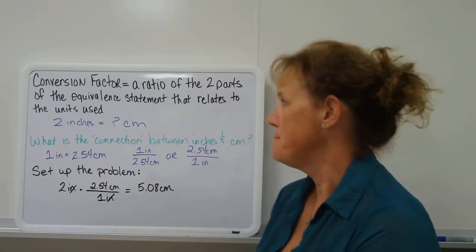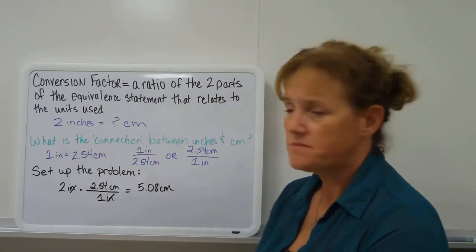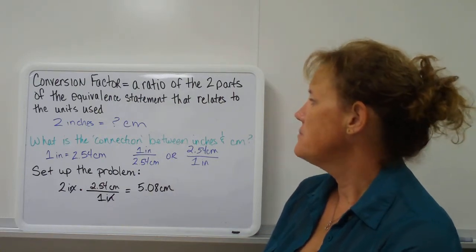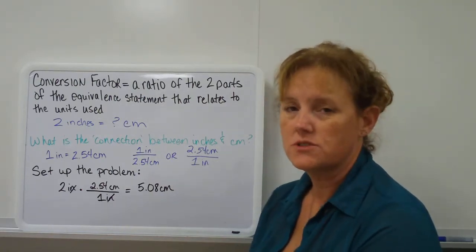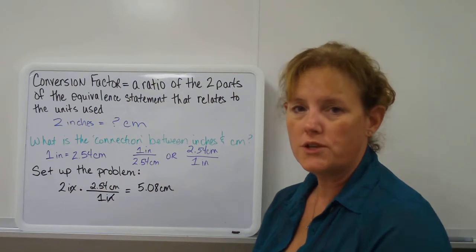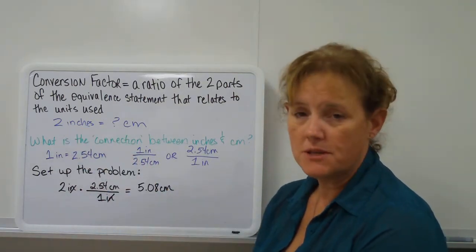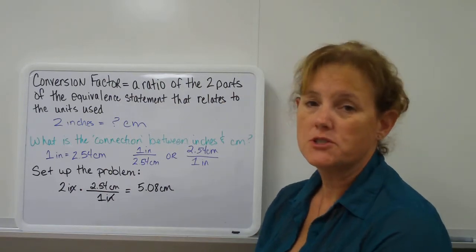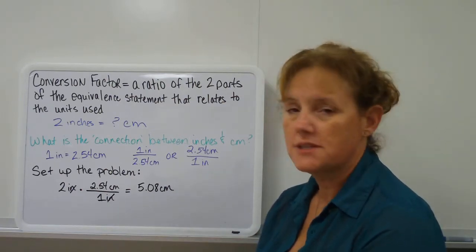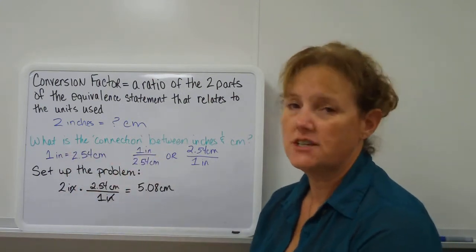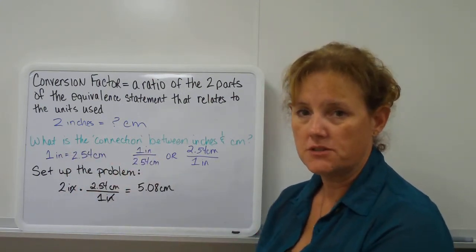A conversion factor, by definition, is a ratio of the two parts of the equivalent statement that relates to the units that are used. And we use it when we want to go from one unit to another unit. For example, 2 inches is how many centimeters? That's not something most people just know off the top of their head, so we have to set it up as a math problem. What we need to know is what the connection is between inches and centimeters.